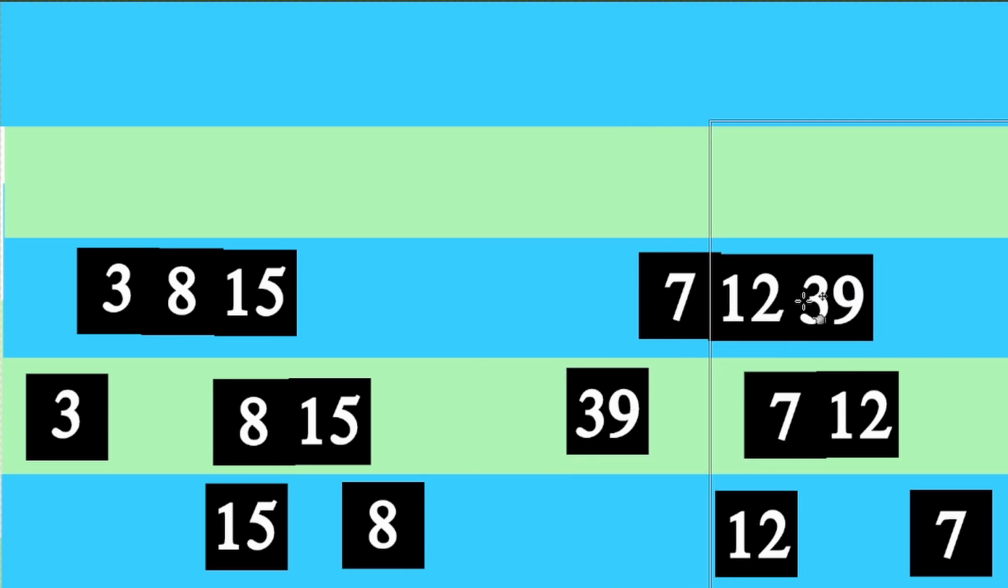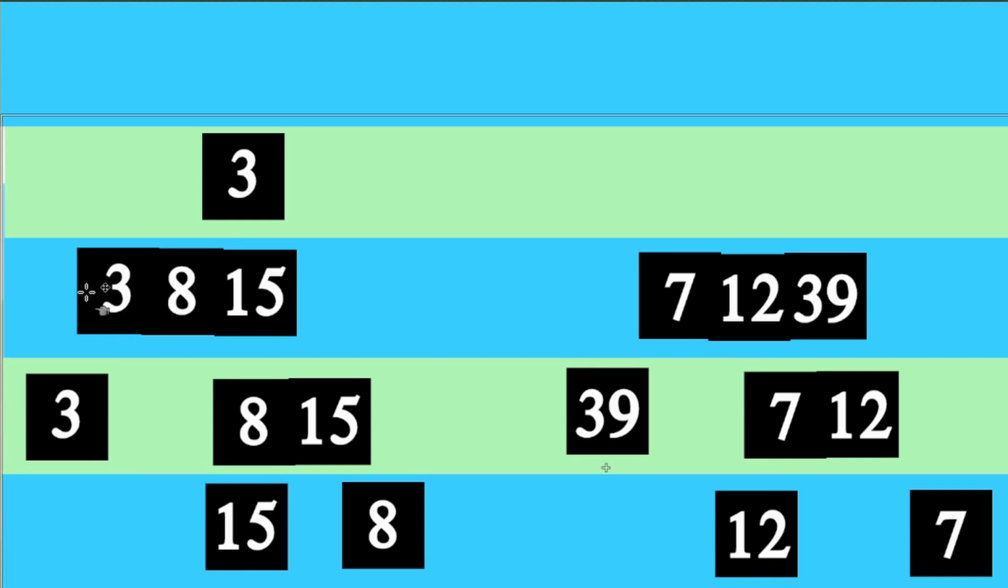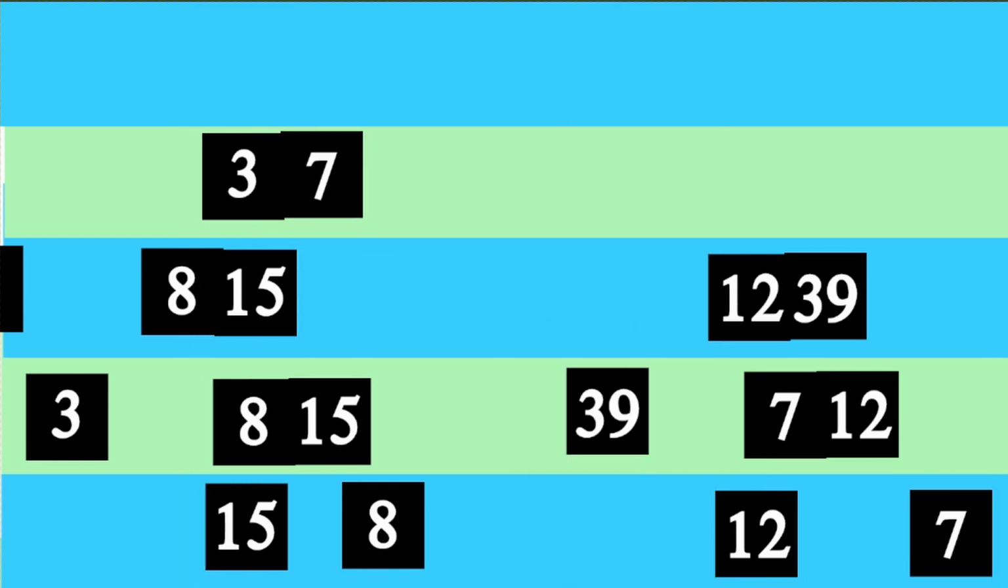And now we have two lists again, so on the left side 3, 8, 15 and 7, 12, 39, which are two sorted lists. And let's now merge them together. And this is going to be simple, just 3 compared to 7, and then we put the 3 away. And then we want to compare 8 and 7, 7 is less than 8, so let's put the 7 away. Then we want to compare 8 and 12, and 8 is less than 12, so let's put up the 8, and then put the 8 away.